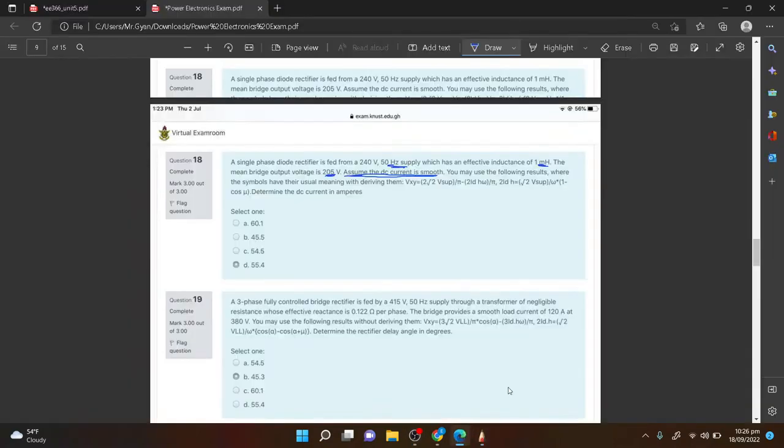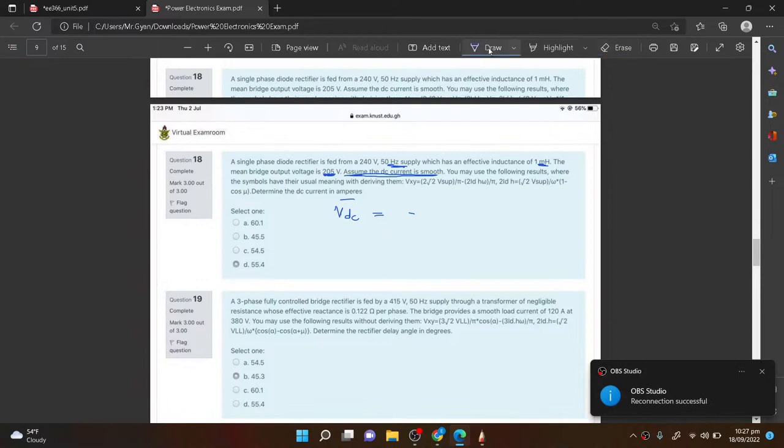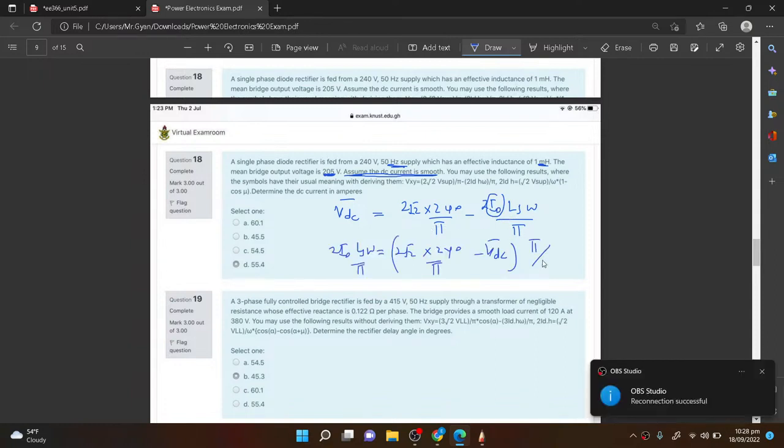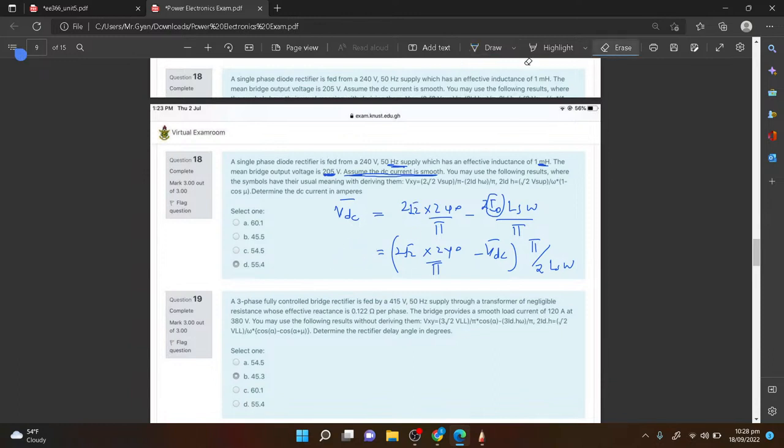All right, for that one I'm not sure we are getting it. Okay, we are back. It's given by 2 root 2 times supply voltage, 240, over pi. The question says find the DC current. You're supposed to find ID. In the question we've been given everything. So ID is equal to this.